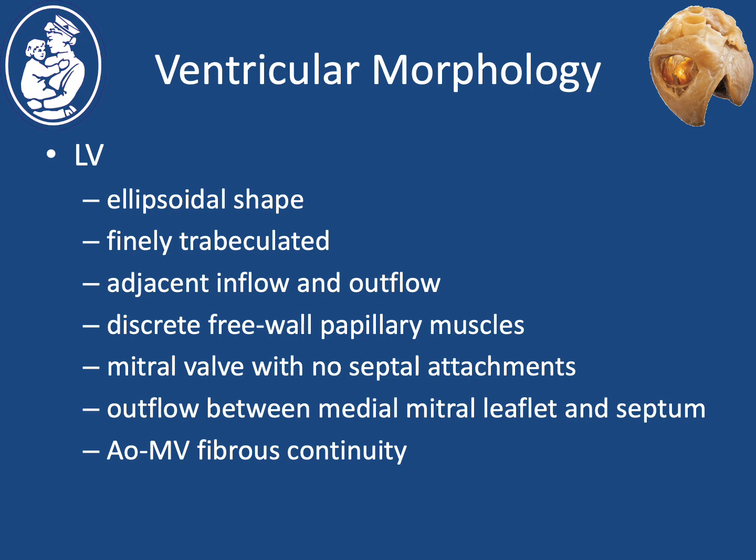The left ventricular characteristics include an ellipsoidal shape, much finer trabeculations than seen in the right ventricle, an adjacent inflow and outflow tract, discrete free wall papillary muscles with no attachments of the mitral valve onto the interventricular septum, and an outflow tract between the medial or septal mitral leaflet and the interventricular septum. Because there is typically no conal muscle beneath the aortic valve, there is aortic to mitral fibrous continuity.